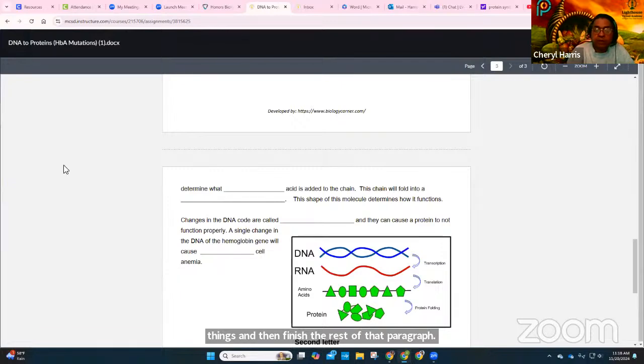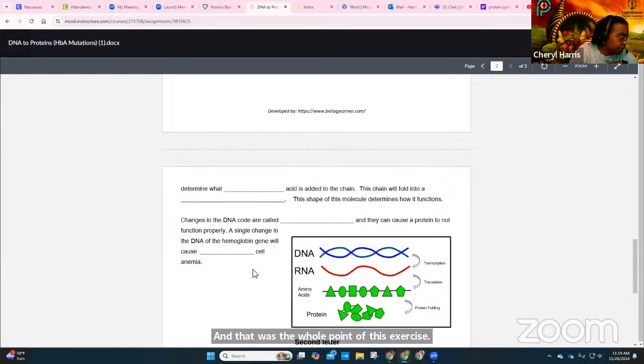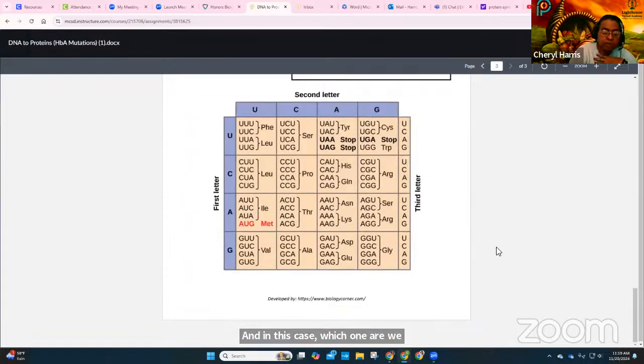That goes up until you get to where it says this shape is the molecule that determines its function. For these two down here, they go together also. Then it says changes in the DNA are called, and that was the whole point of this exercise. And in this case, which one are we looking at? And that's all you had to do with this one.